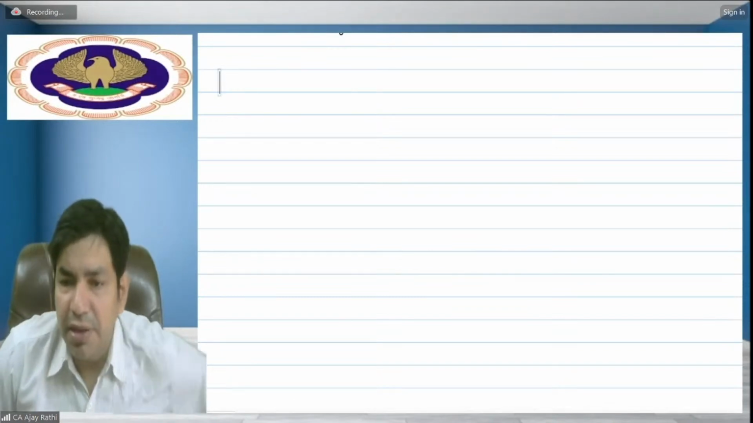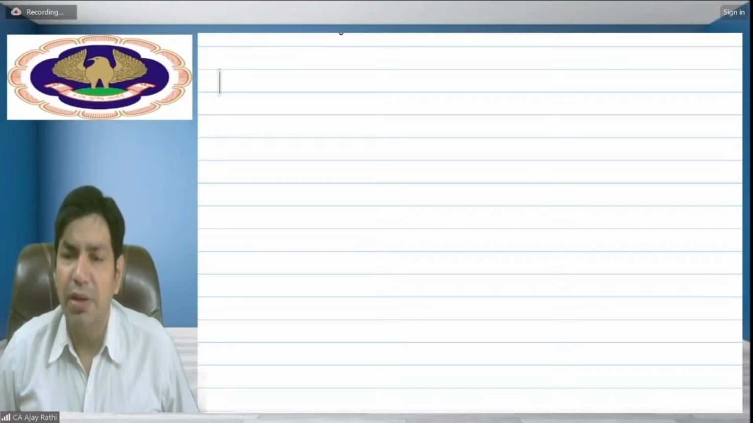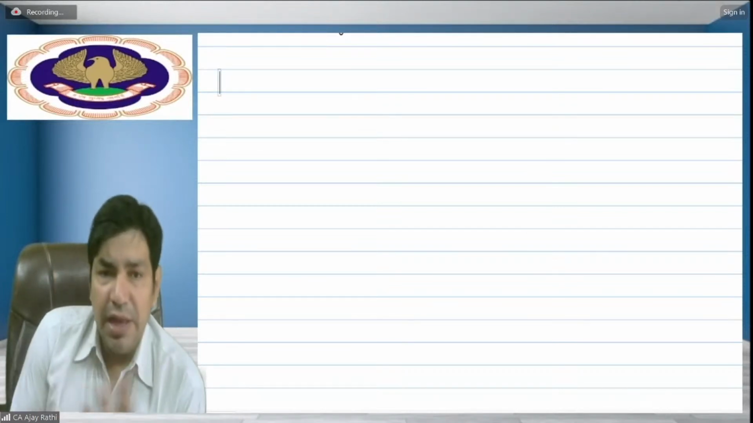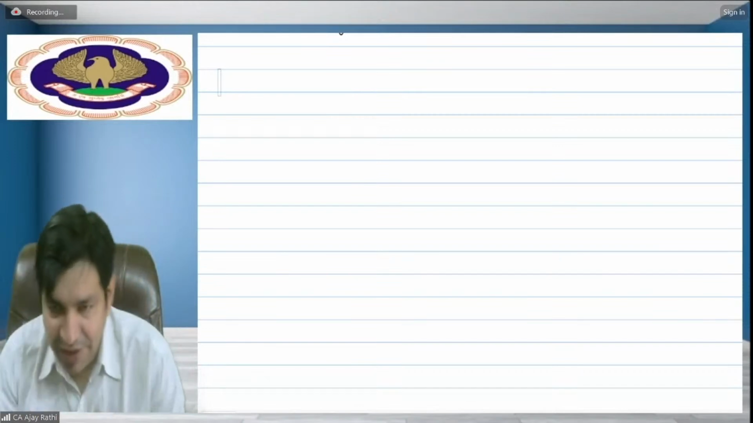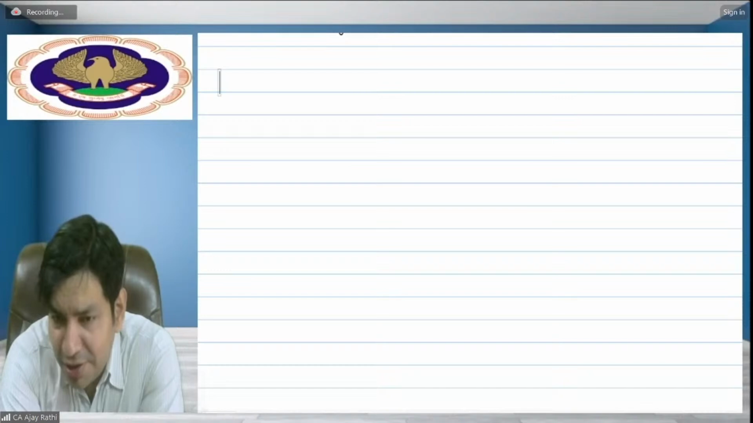Sir, in capital profit we will not include revaluation reserve, right? No, beta. Only the cash realized profit. Anyways, example number 8. Very good, Ramanan Rayanan.